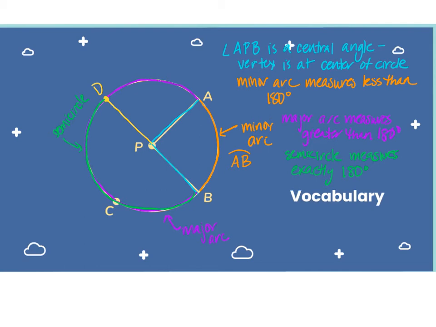If we were to name the major arc from A to D to C to B, we would need to pick 3 distinct points along that arc. So we would have to call that arc ACB or arc ADB. So a major arc is named with 3 points, where the minor arc is only named with 2 points.